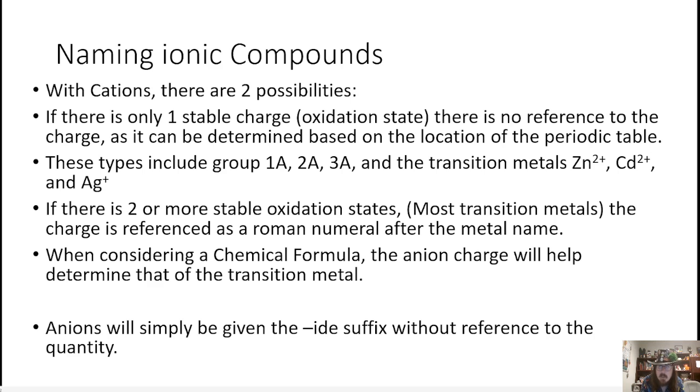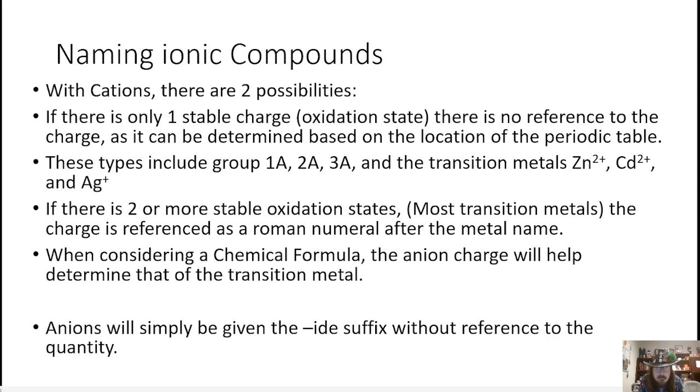We don't have to say it's zinc 2+. We will assume it's zinc 2+. If it's barium, which is in group 2A, we know it's barium 2+ because it's in 2A. If I say aluminum, we know it's aluminum 3+ because it's in 3A. So we do not need to reference that.